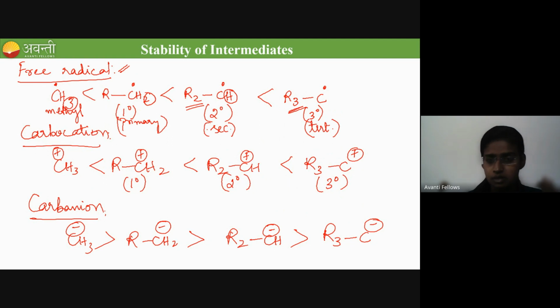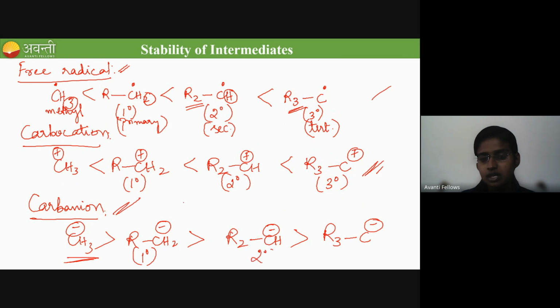Primary, secondary, tertiary. Now if I compare all these four, tertiary free radicals are more stable compared to secondary, primary and methyl. The same order is followed for carbocation also. Tertiary is more stable for free radical and carbocation. Only for carbanion, it is just the opposite. The methyl carbanion will be more stable, then comes primary, then secondary, then tertiary. Clear?